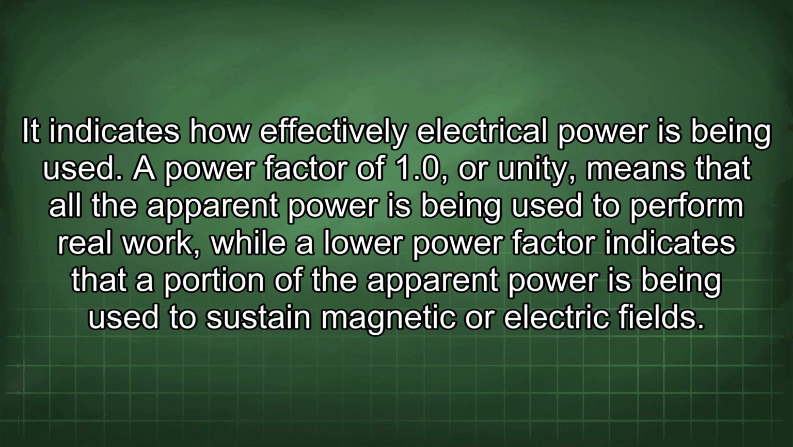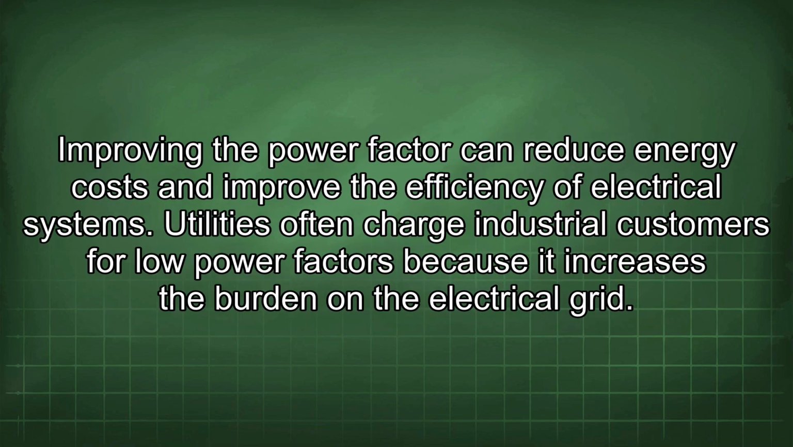A power factor of 1.0, or unity, means that all the apparent power is being used to perform real work, while a lower power factor indicates that a portion of the apparent power is being used to sustain magnetic or electric fields. Improving the power factor can reduce energy costs and improve the efficiency of electrical systems. Utilities often charge industrial customers for low power factors because it increases the burden on the electrical grid.